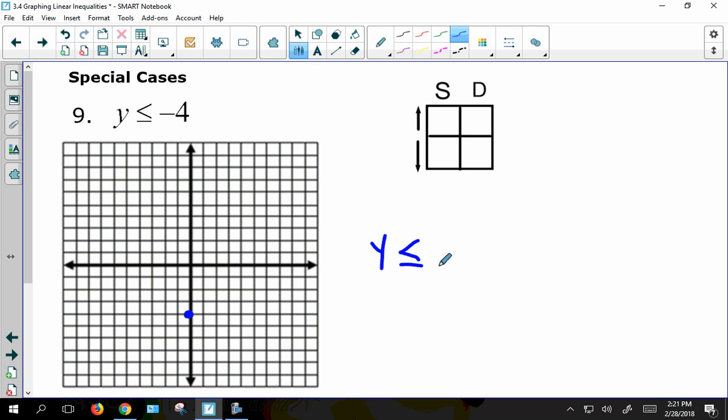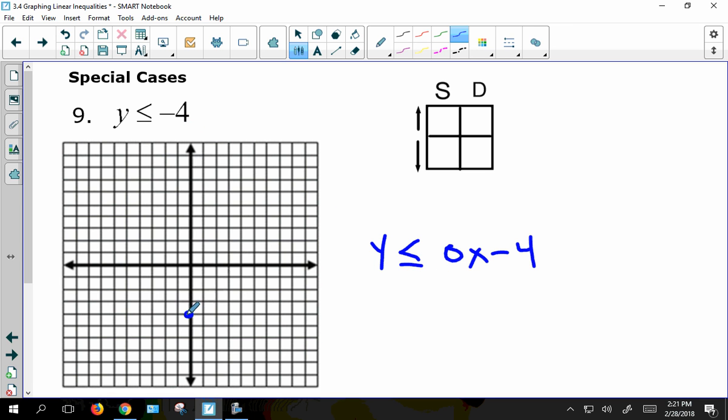I could write this y equals, oh, sorry. y is greater than or equal to 0x minus 4. How come we don't write 0x? Because 0 times x is 0. 0 minus 4 is minus 4. That's why we write it like this.